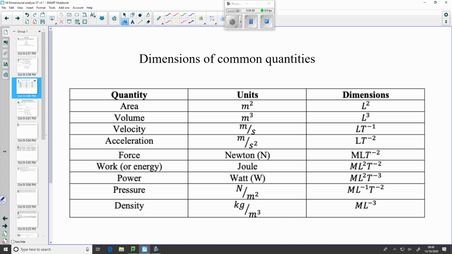Dimensions of common quantities. That table is there for reference, and if we need that today, I can go back to it. It's in the notes that I sent out with the email.